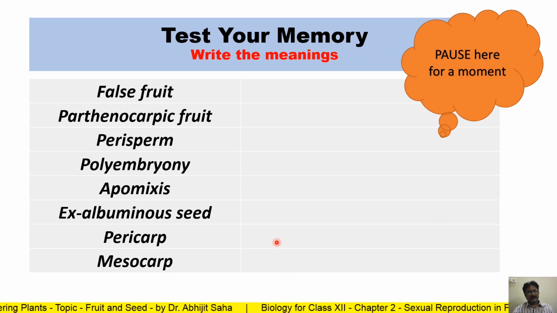Now we are coming to the end of this discussion. Before I leave, here are some important terms for you. Hope you can recall these: false fruit, parthenocarpic fruit, perisperm, polyembryony, apomixis, non-albuminous seed, pericarp, and mesocarp. So you can write the meaning of these terms. It will be helpful to you.